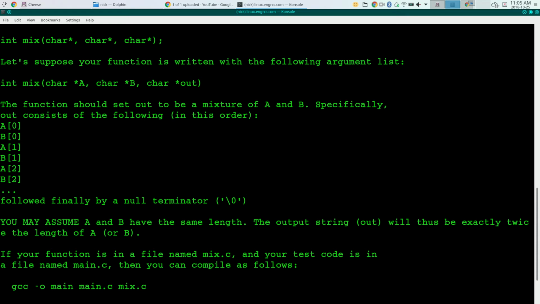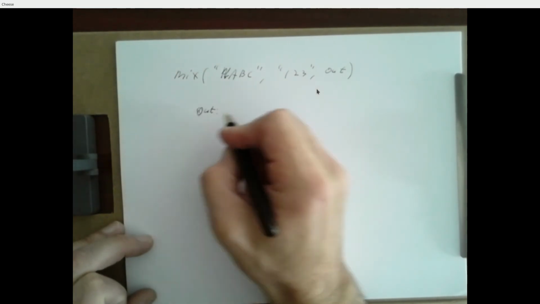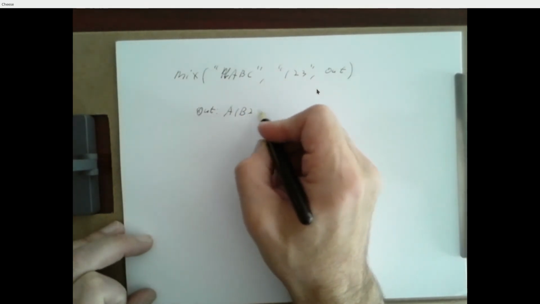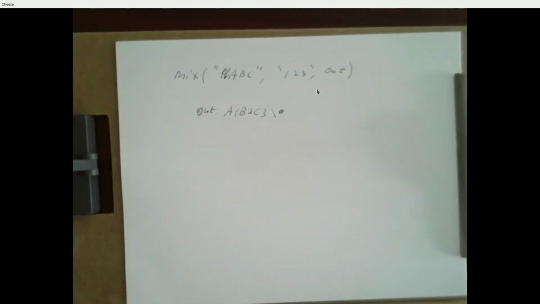So if you call this thing with, if you say mix, let's just do A, B, C, and 1, 2, 3, and out, where out is a character array, then out should end up being A1, B2, C3, and a null terminator. So mix takes your 2 input strings and just interleaves them together and stores that in the output string.